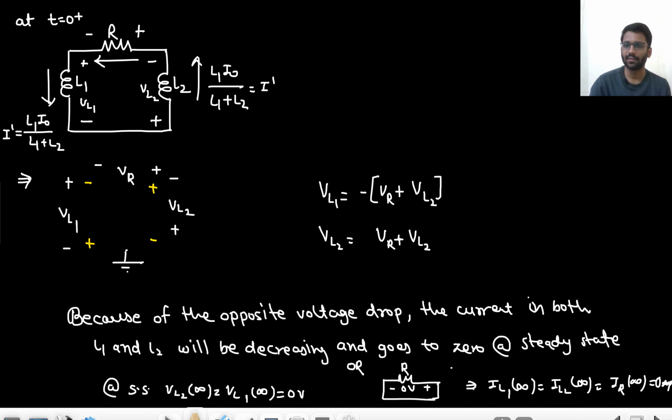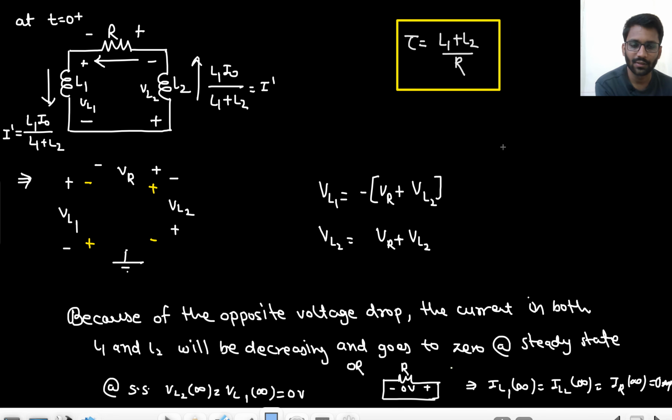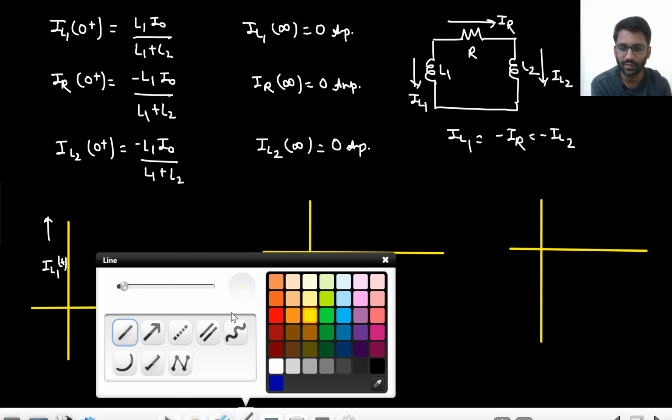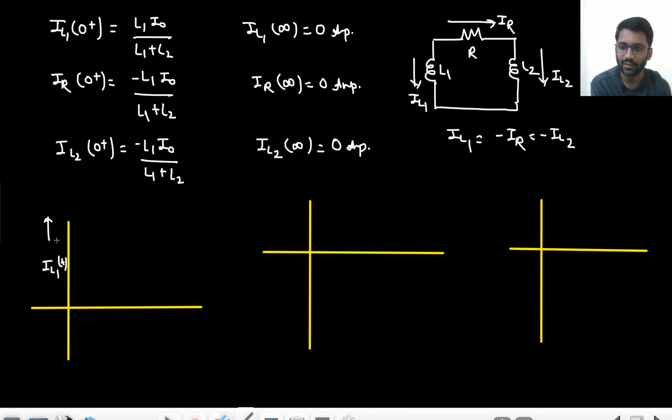Did I discuss the time constant? What is the time constant here? Tell me. L1 and L2 are in series because both of them will be having the same current. So both are in series. So the time constant is (L1 plus L2) by R, right? Yeah, so initially it was I naught, then suddenly it decays to this value and then decays down to 0.